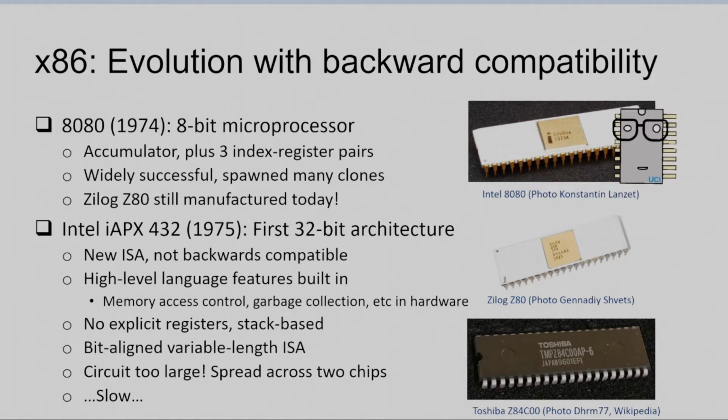It was an 8-bit microprocessor. It didn't have many registers. It had an accumulator, which is pretty much another word for just a register, one register. And the 8080 was widely successful. It was used as the basis for a lot of IBM PCs, and it spawned many clones that shared the same ISA that was pretty much binary compatible with the 8080 processor.